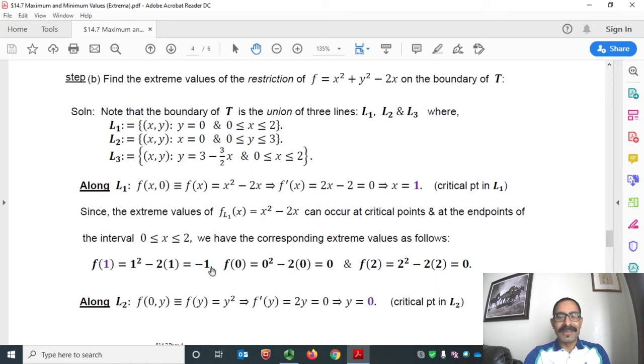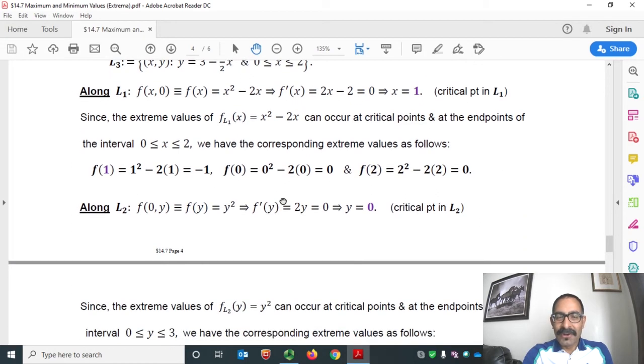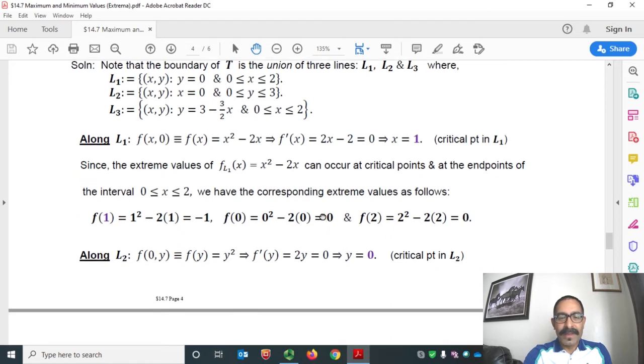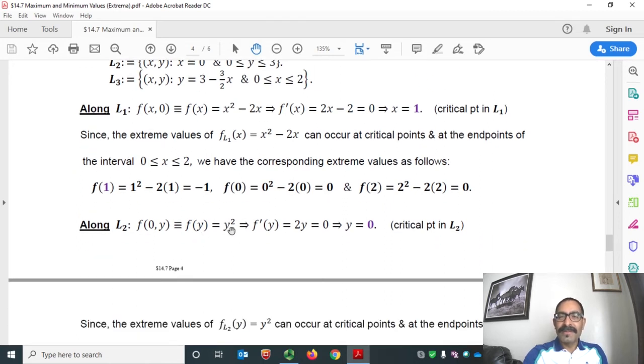Now let's use the same idea to find the extreme values of our restricted function on the other two lines, L2 and L3. So now along the L2 line, our y-axis, where x is 0, this reduces to a function of y only. So here I put x equals 0, and I have y squared only. So we have f of y equals y squared. This is a function of a single variable. We use calculus 1 ideas. Take the ordinary derivative with respect to y, set equal to 0, which gives us y equals 0.